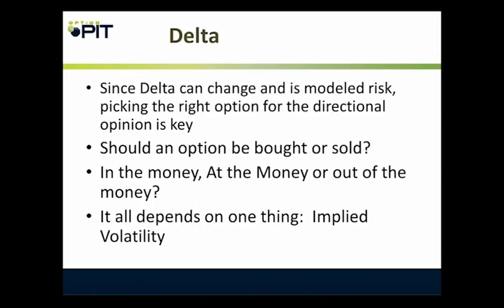So since delta can change and is a modeled risk, picking the right option for the direction is key. Should an option be bought or sold, in the money, at the money, or out of the money? It all depends on what your forecast is for implied volatility. Is implied volatility going to go up or down?